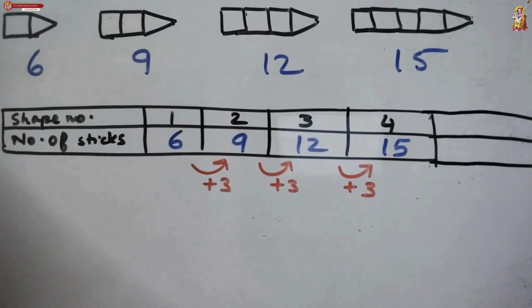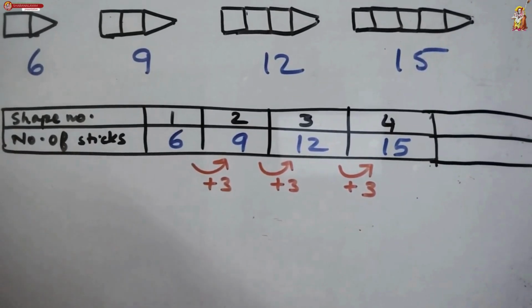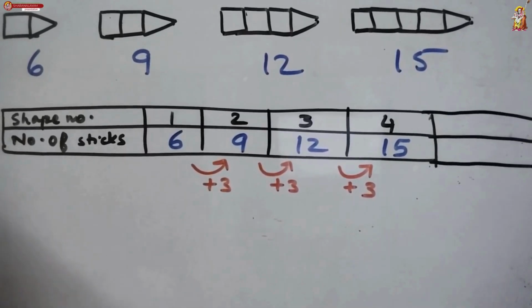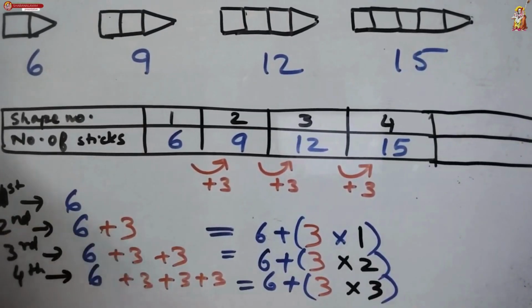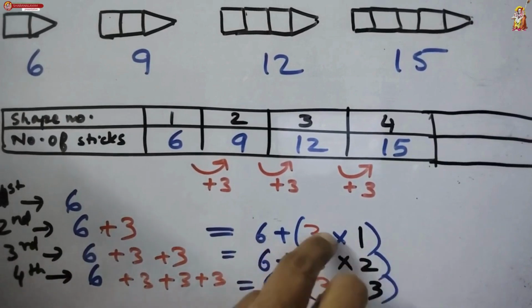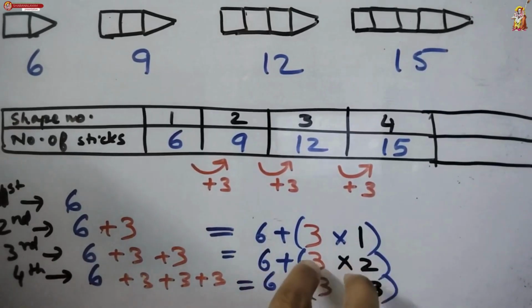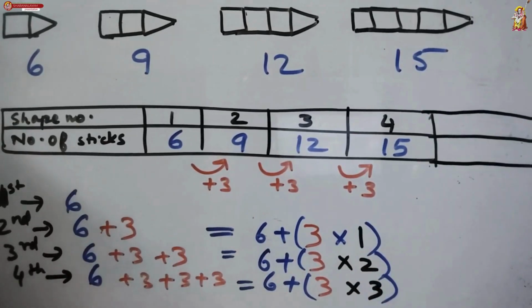Then how will you formulate the rule? Then how will you find out the general rule for the next pattern? How many matchsticks will be required? So the first shape has 6 matchsticks. The second shape has 6 plus 3, which is 6 plus 3 times 1. Third shape has 6 plus 3 plus 3, which is 6 plus 2 times 3 or 3 times 2. That many matchsticks. Fourth step has 6 plus 3 plus 3 plus 3 or 3 times 3. That is 6 plus 9 matchsticks.